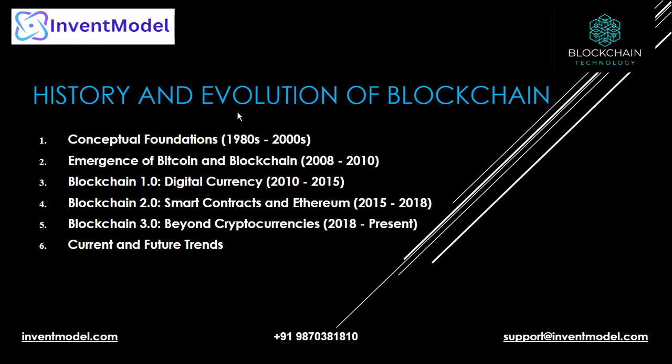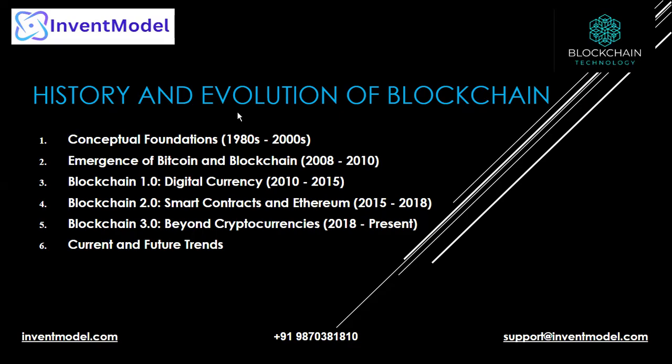Now move to the emergence of Bitcoin and blockchain. First point is the Bitcoin white paper. On October 31, 2008, Satoshi Nakamoto published the white paper titled Bitcoin: A Peer-to-Peer Electronic Cash System, outlining the concept of a decentralized digital cryptocurrency that solved the double-spending problem using blockchain.